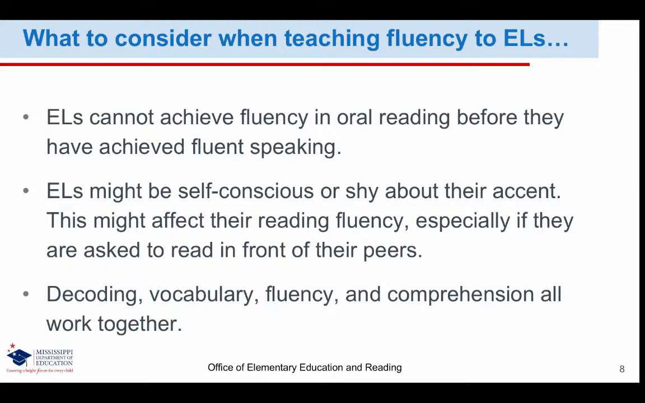Decoding, vocabulary, fluency, and comprehension all work together. Knowledge of vocabulary builds an understanding through context, which allows for comprehension when decoding. Fluent decoding and reading of pre-taught vocabulary leads to an overall comprehension of the text. Effective instruction for ELs will combine all of these components of literacy together.